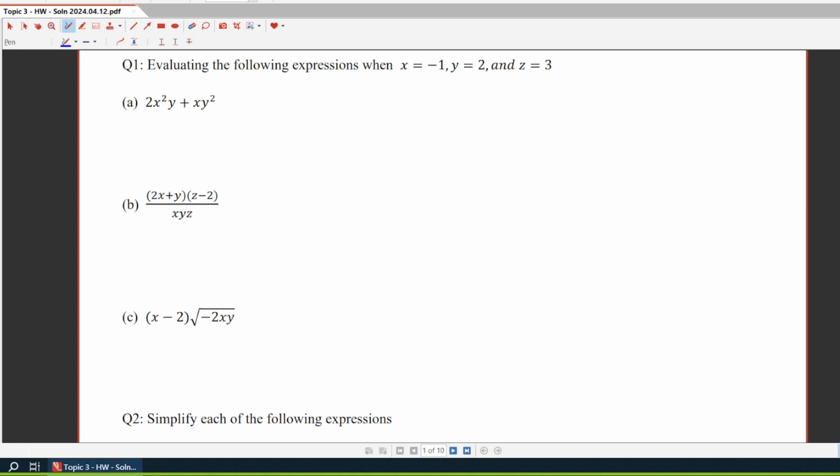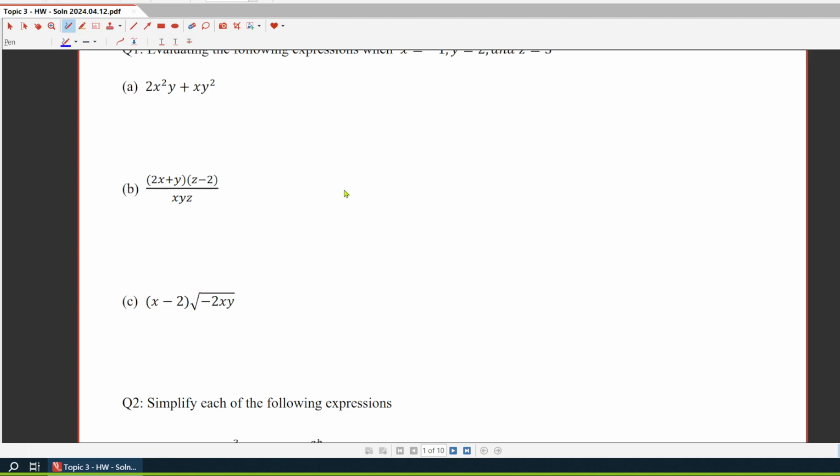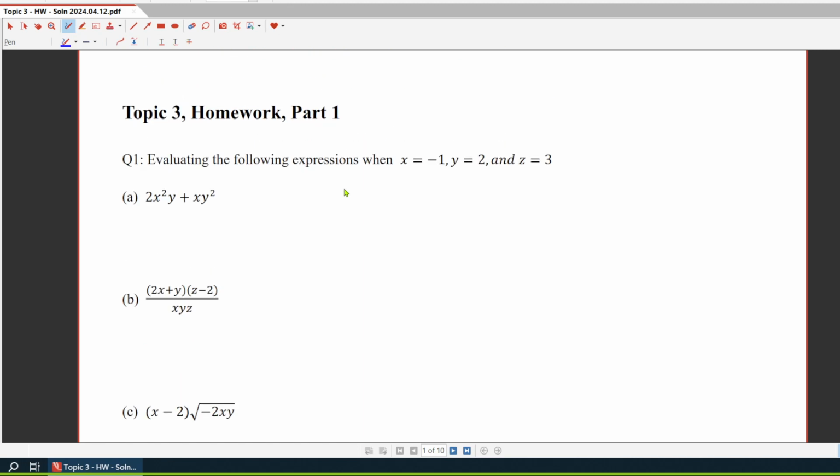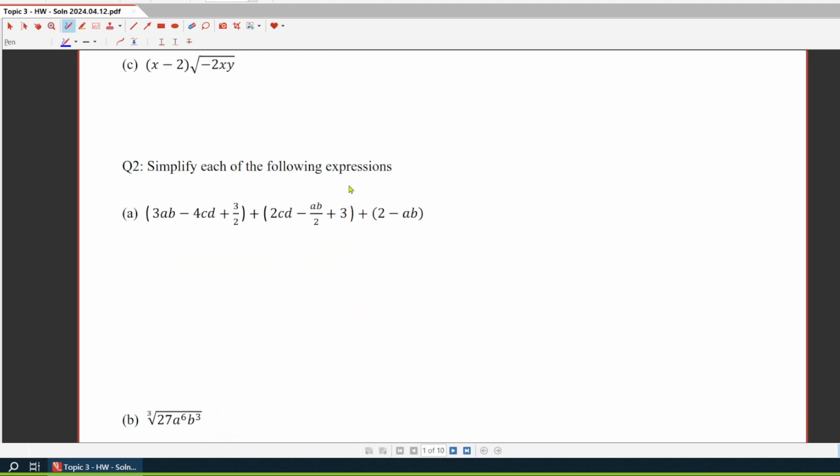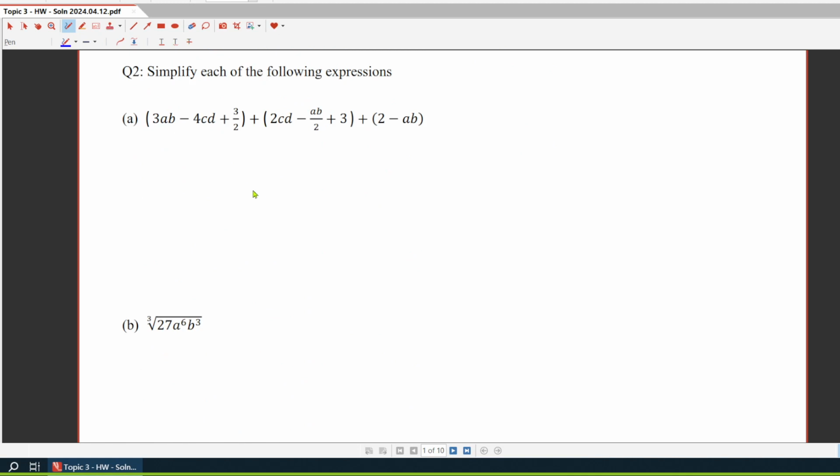Okay, first of all, let's have a look at some of the solutions of the homework in topic 3. Okay, first one is part 1, question number 2a. Simplify each of the following expressions.